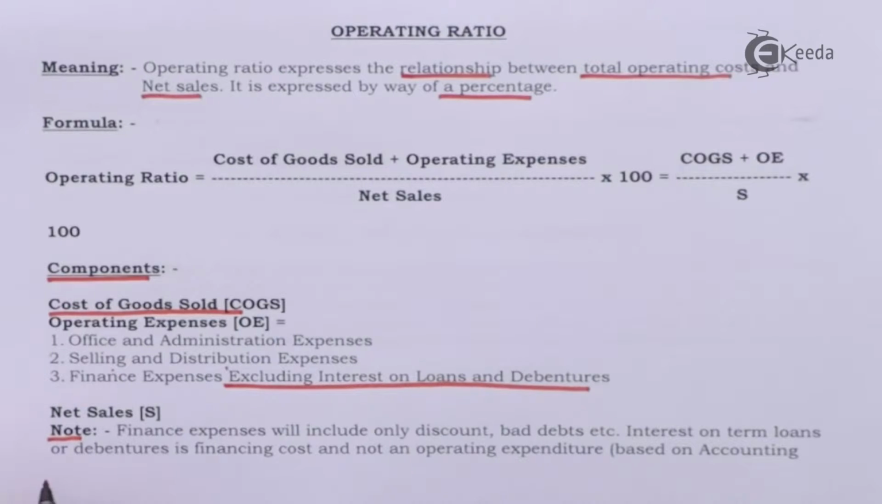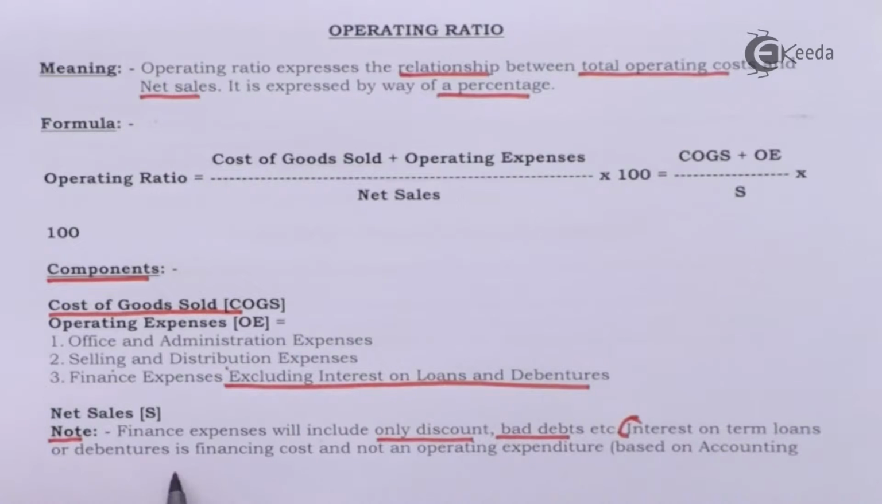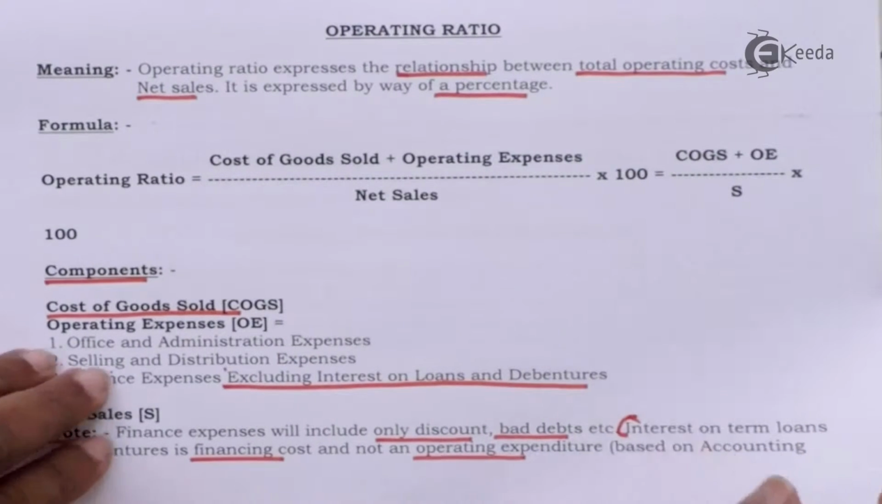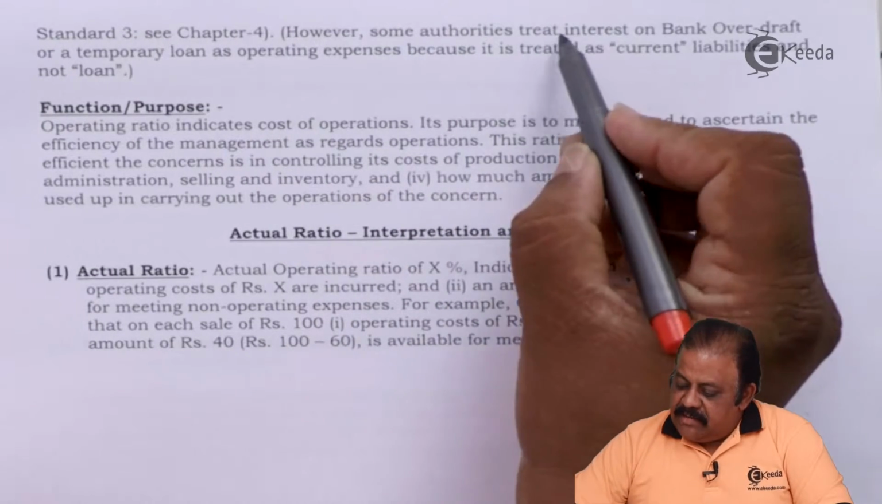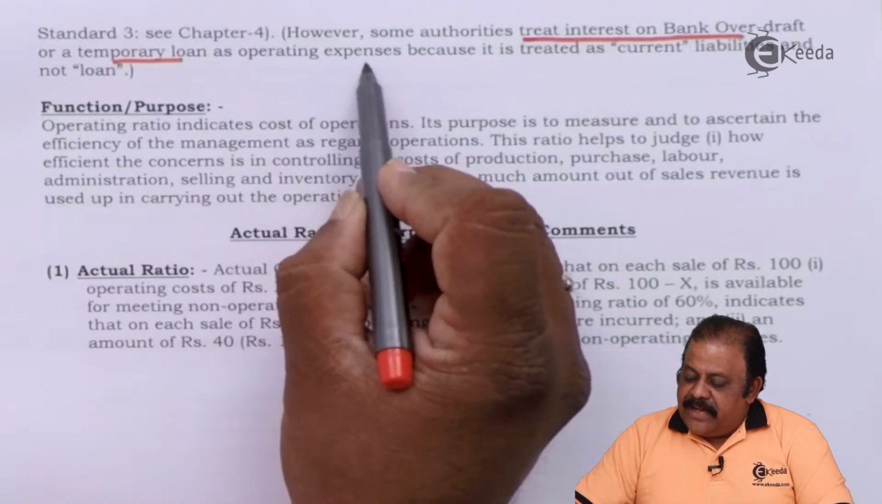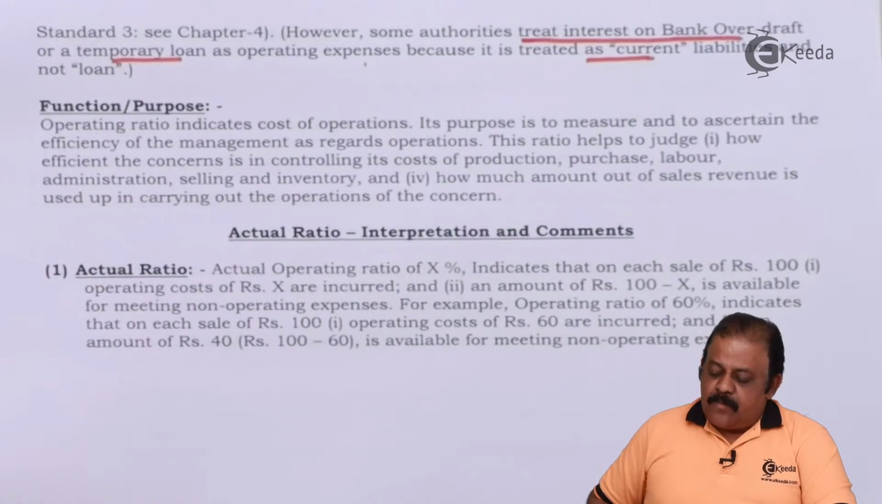One note we are required to focus on here: finance expenses will include only discount, bad debts, etc. Interest on term loans and on debentures is a financing cost and not an operating expenditure, based on accounting standards. However, some authorities treat interest on bank overdraft or a temporary loan as an operating expense because it is treated as a current liability and not a loan.